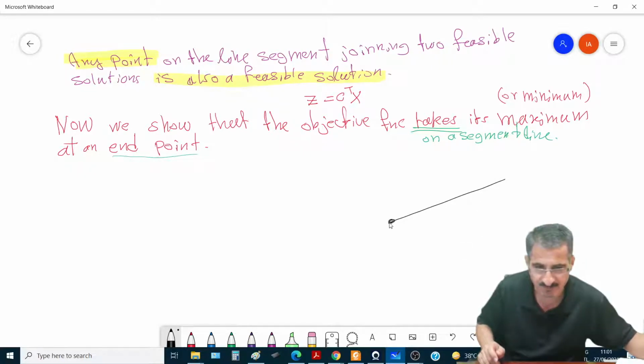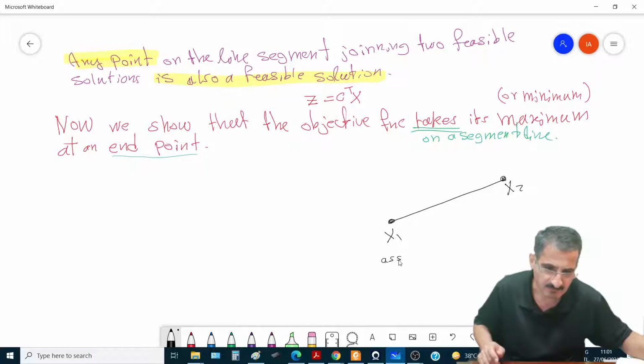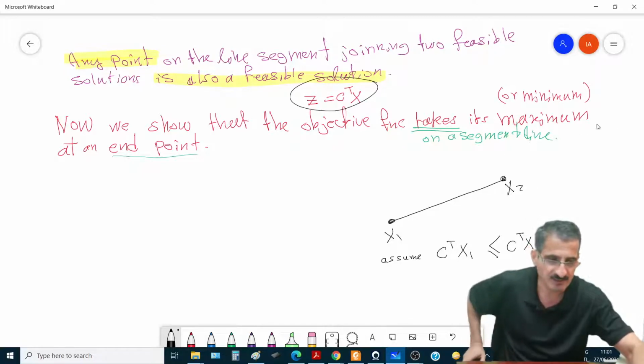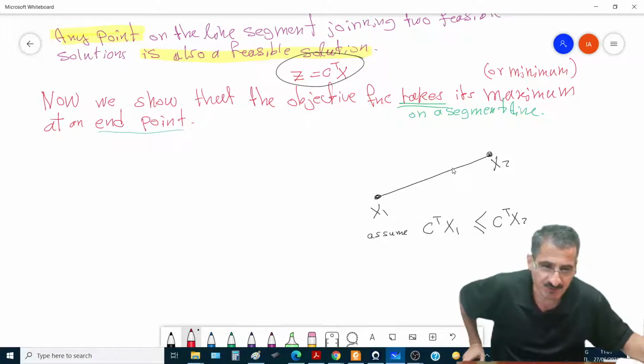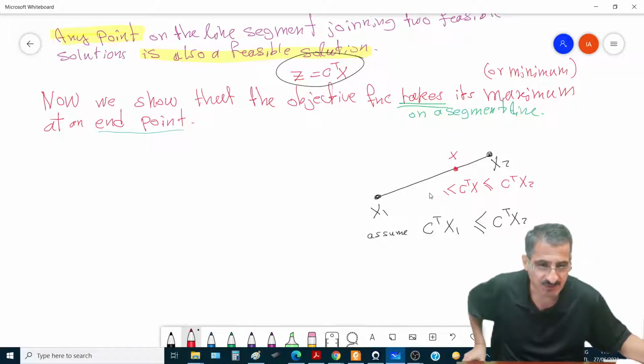So let me draw a line. So we have visible solutions x1 and x2. Okay, assume for a while that C transpose x2, we're talking about the objective function, the value of that is bigger than the objective function at x1. Now, if we choose any point inside the line segment and call it x, then we will show that the value of the objective function at this x is less than or equal its value at x2, and greater than or equal its value at x1.